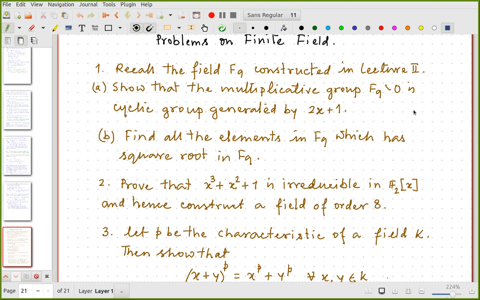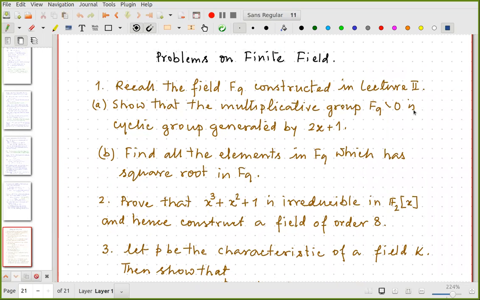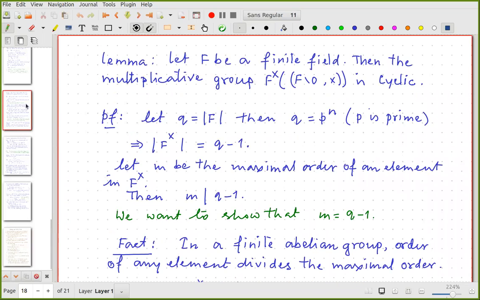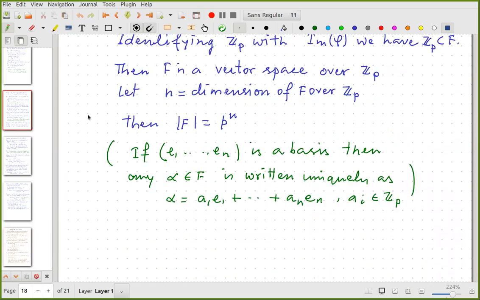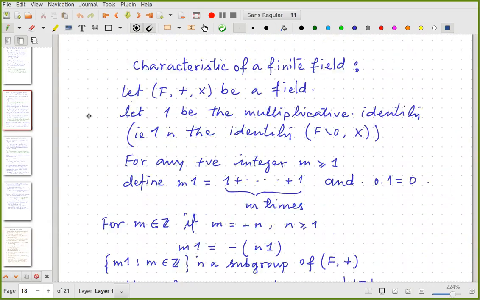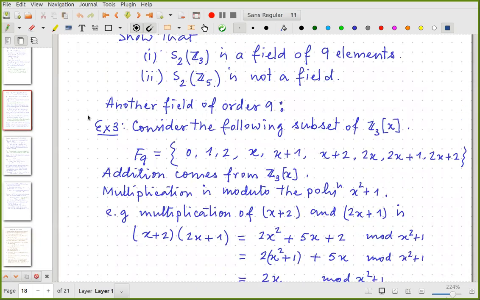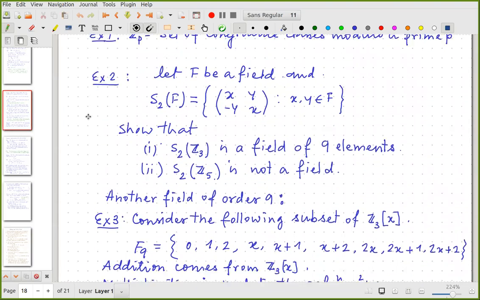So the first problem concerns this F9 that we constructed in the lecture. Let me just recall that. So F9 is what we started with. Yes. So this is the F9.